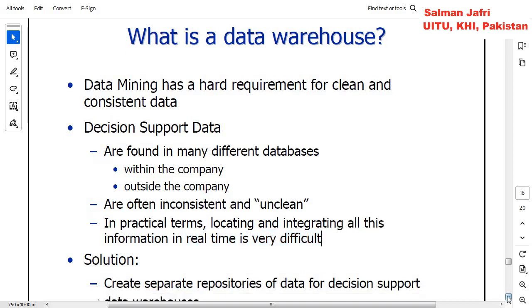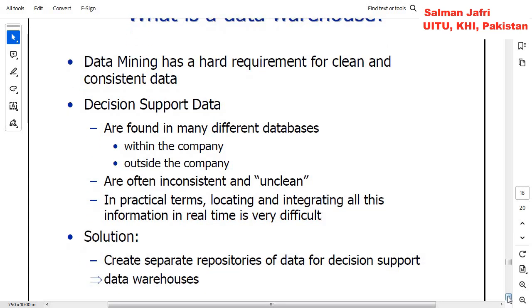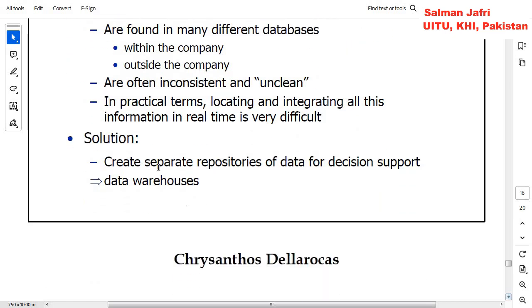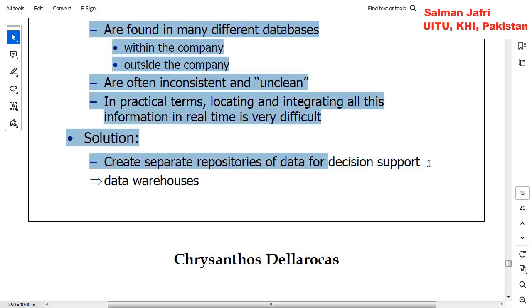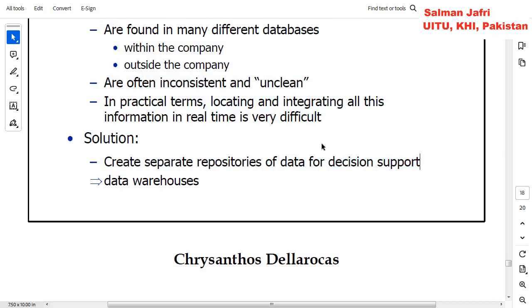So remember, we discussed that a data warehouse contains historic data. So we create separate repositories of data for decision support, and they contain historical, transactional data that has been collected over time. And this is the term data warehouse.